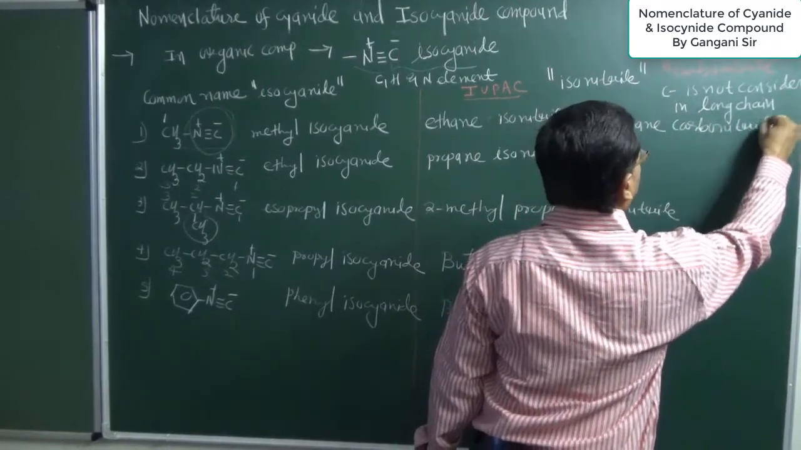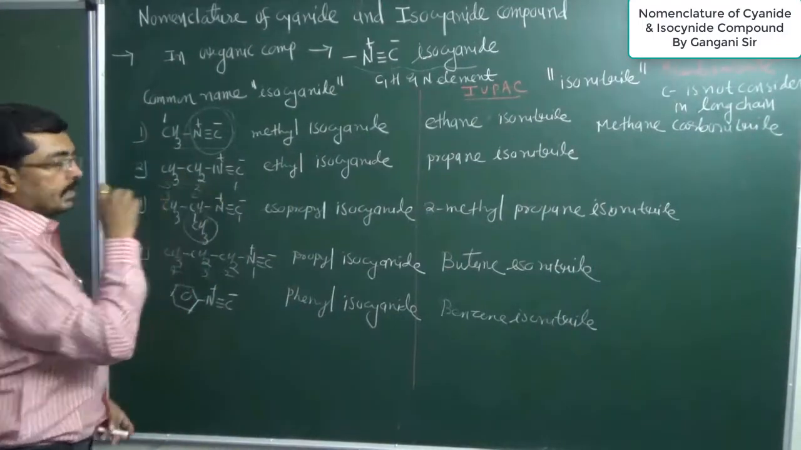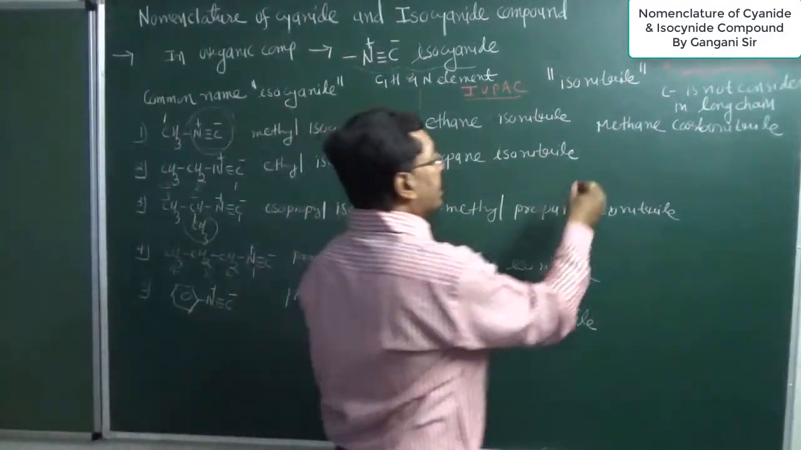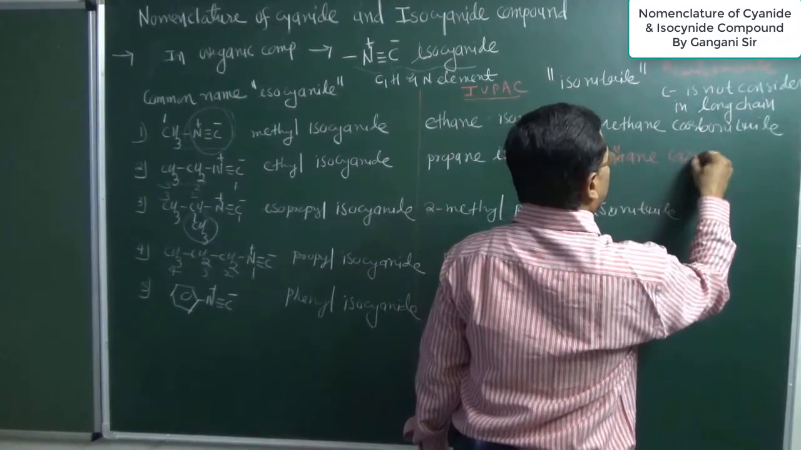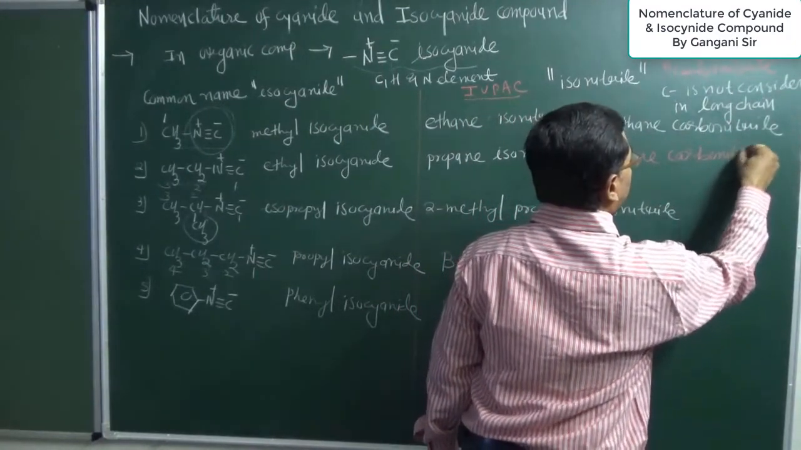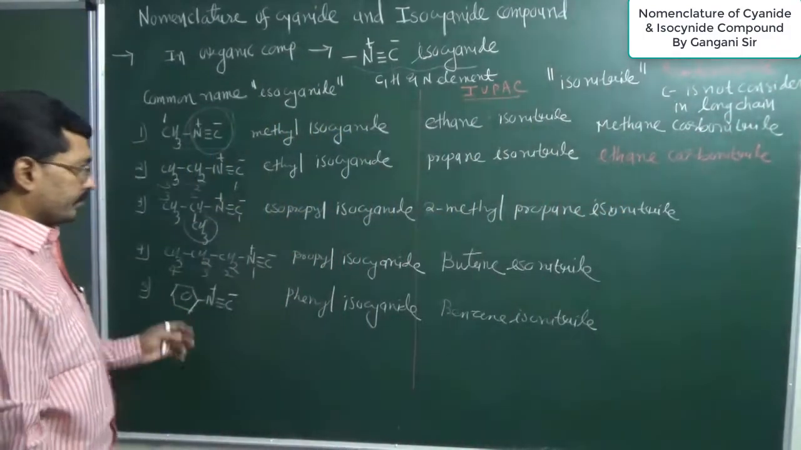So methane carbonitrile. Then same as for this structure, we have 2 carbons other than this. So it will be ethane carbonitrile. So by using carbonitrile word also, we can give it name.